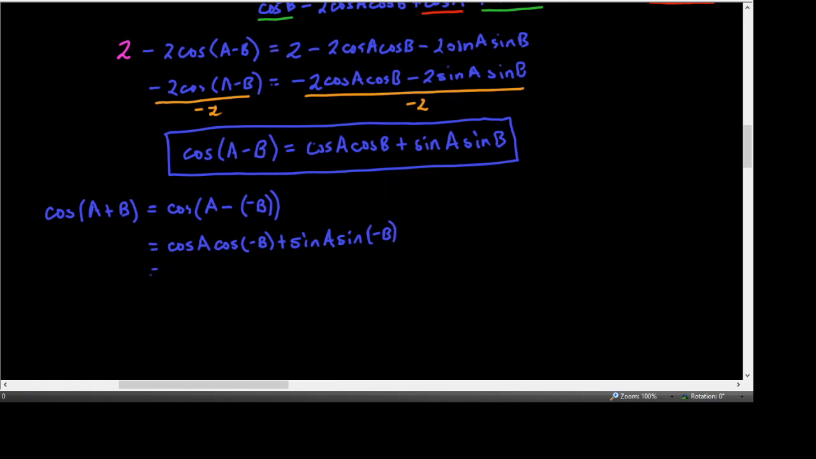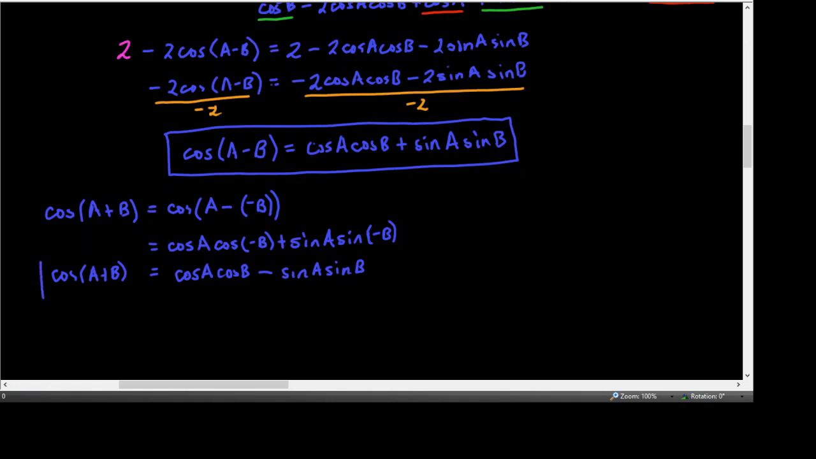Okay, now we're going to use our even-odd identities. The cosine of negative B is the same as cosine B, so this is cosine A cosine B, because it's an even function. And then sine of the opposite of B is going to be the opposite of sine of B. And if I pull that negative out in front of that product, it'll be minus sine A sine B. And there's our next identity. This is the sum identity for cosine.